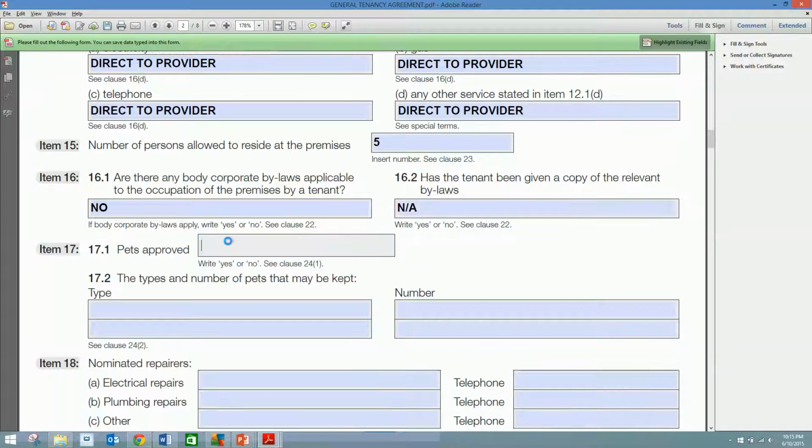Are pets approved? Yes. Pierre's very kindly said that Michael and Carl can have pets. They can have a cat, and 2 of them, and they can have a small dog, but only one of them.